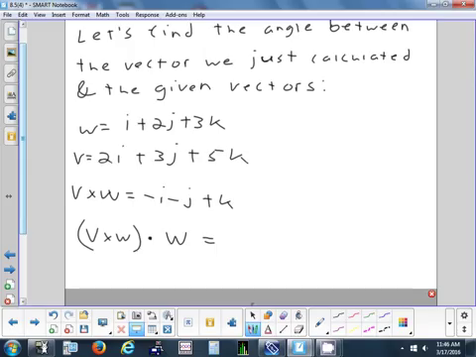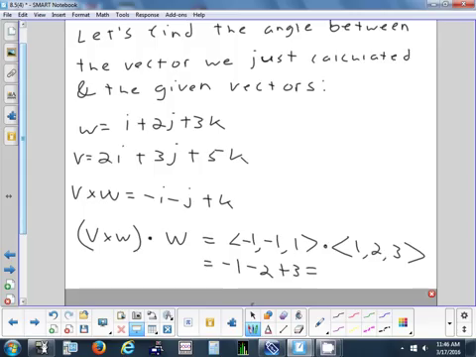Okay, so let's find the dot product. And then we'll find the magnitude of v cross w and the magnitude of w. All right, so v cross w is, let's write it like this. -1, -1, 1, dotted with w. 1, 2, 3. So yeah, -1, -2, plus 3. So what's the dot product? 0. So if we want to know the angle, we don't have to go any farther. It's 90 degrees. It's orthogonal. Okay, so the vector we just found with the cross product happens to be orthogonal to w.